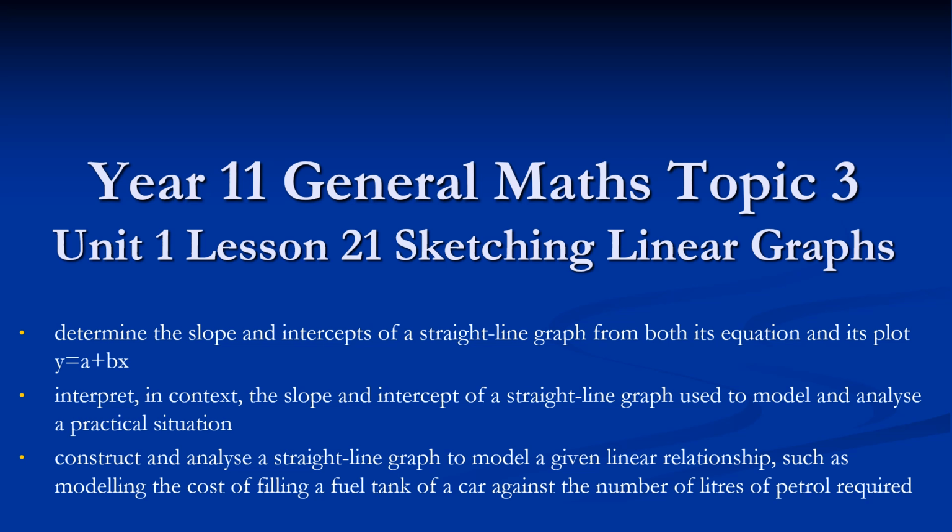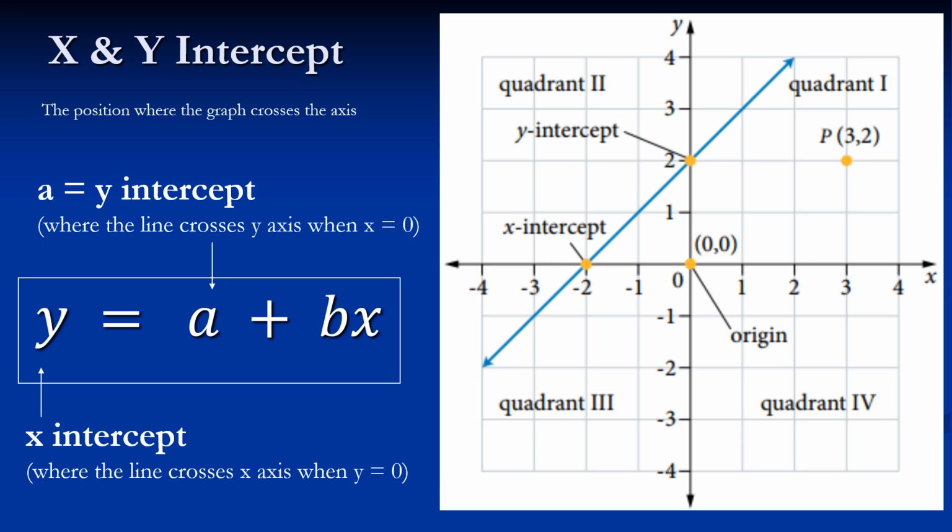The point of today's lesson is to determine the intercepts of a straight line graph from both its equation and its plot using the linear formula y equals a plus bx. Then we want to interpret in context the slope and intercept of a straight line graph used to model and analyze a practical situation, and also construct and analyze a straight line graph to model a given linear relationship, such as modeling the cost of filling a fuel tank of a car against the number of litres of petrol required. So let's familiarize ourselves with the linear equation again, which is y equals a plus bx.